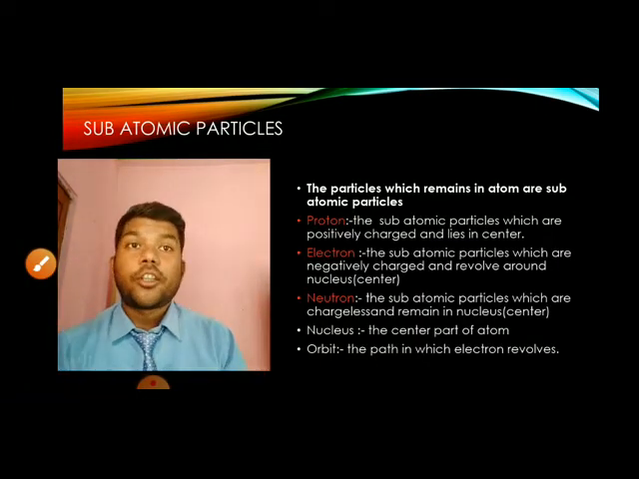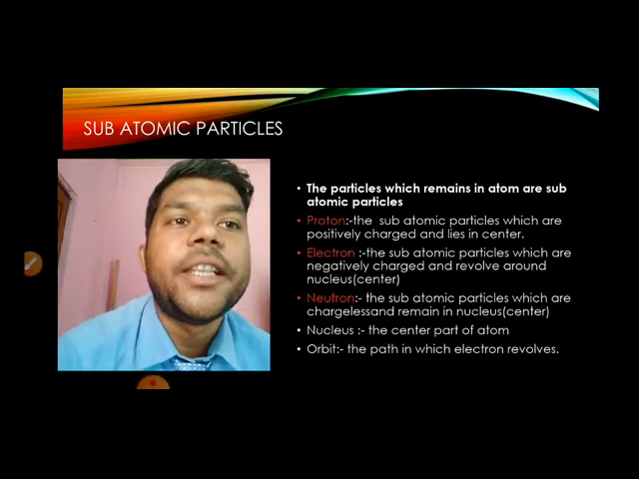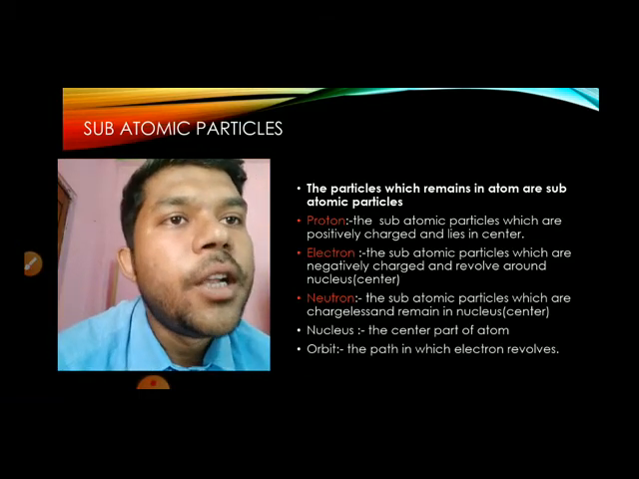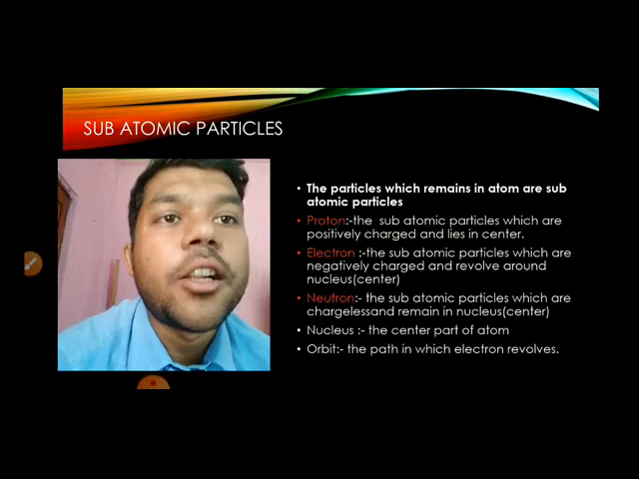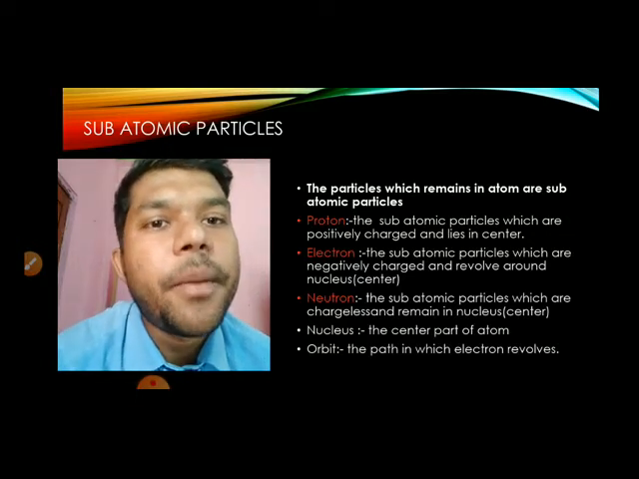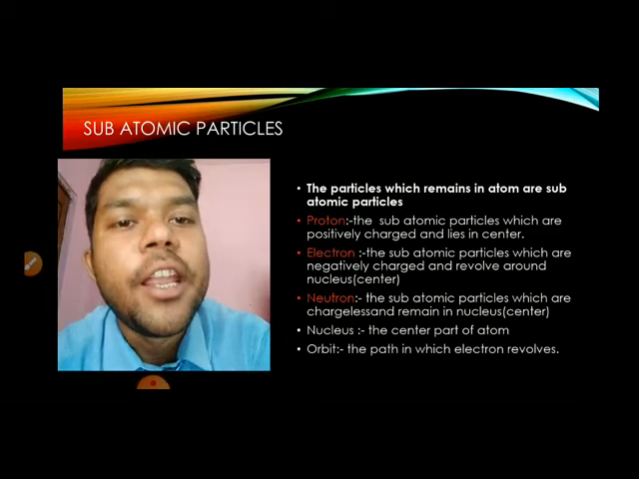So I was talking about subatomic particles. Now, the same thing I have mentioned there, it will be easier to note down. The particles which remain in the atom are called subatomic particles. And there are three subatomic particles, that is proton, neutron and electron.